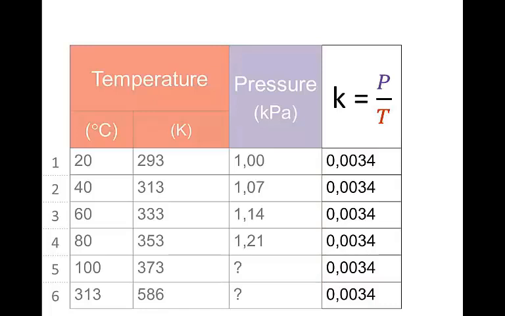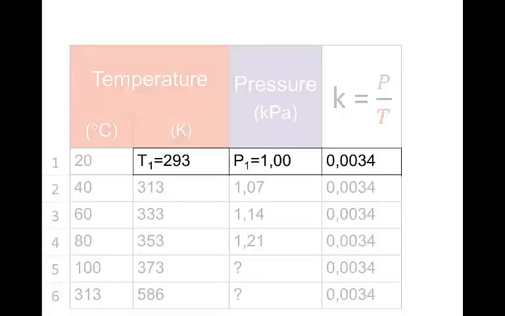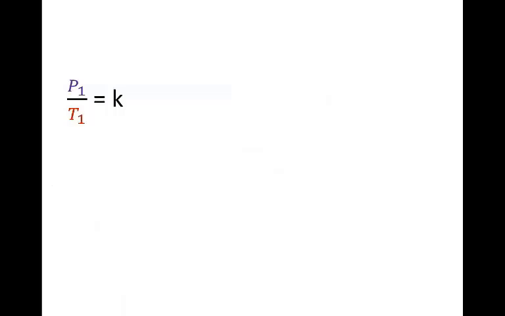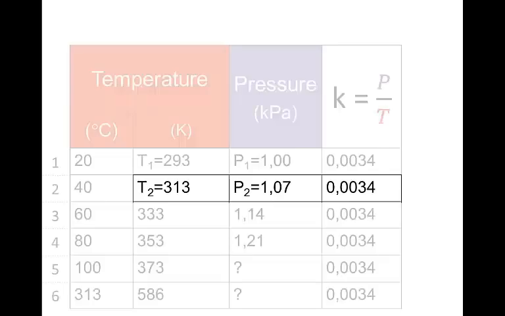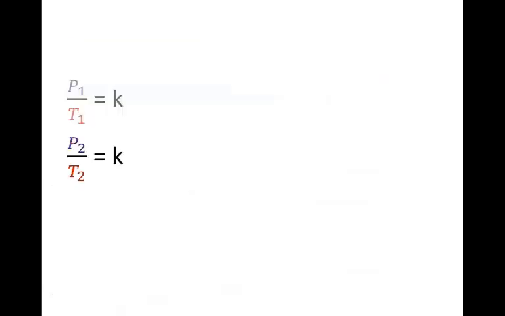Let's formalize that in an equation. Let's call line 1's temperature T1 and its associated pressure P1. So we can see that P1 divided by T1 is equal to a certain value, a constant. And the same applies for the second line of data. Let's call its values T2 and P2. And P2 divided by T2 equals that same constant that P1 divided by T1 equaled. And so P1 divided by T1 equals P2 divided by T2.